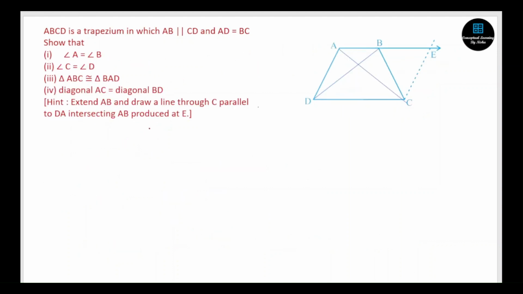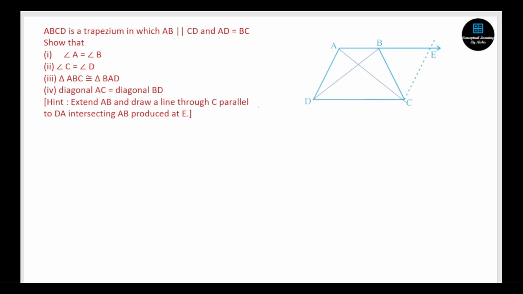Now, very interesting question. ABCD is a trapezium which is given to us, and we have to prove 4 results. Angle A is congruent to angle B; these are adjacent angles which we have to prove are congruent. Then angle C equals angle D. Again, they are adjacent angles of the trapezium which we have to prove are equal.